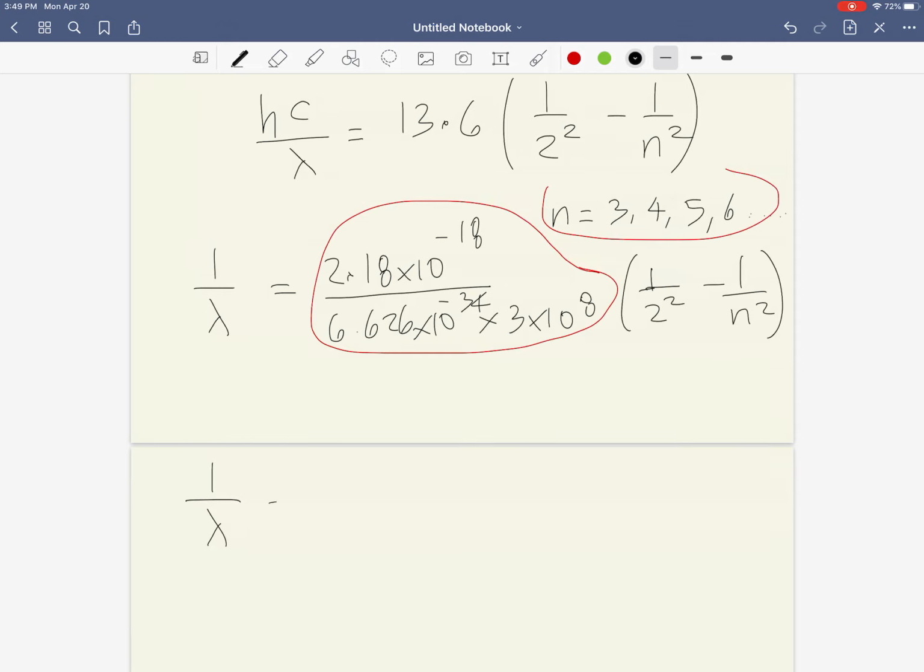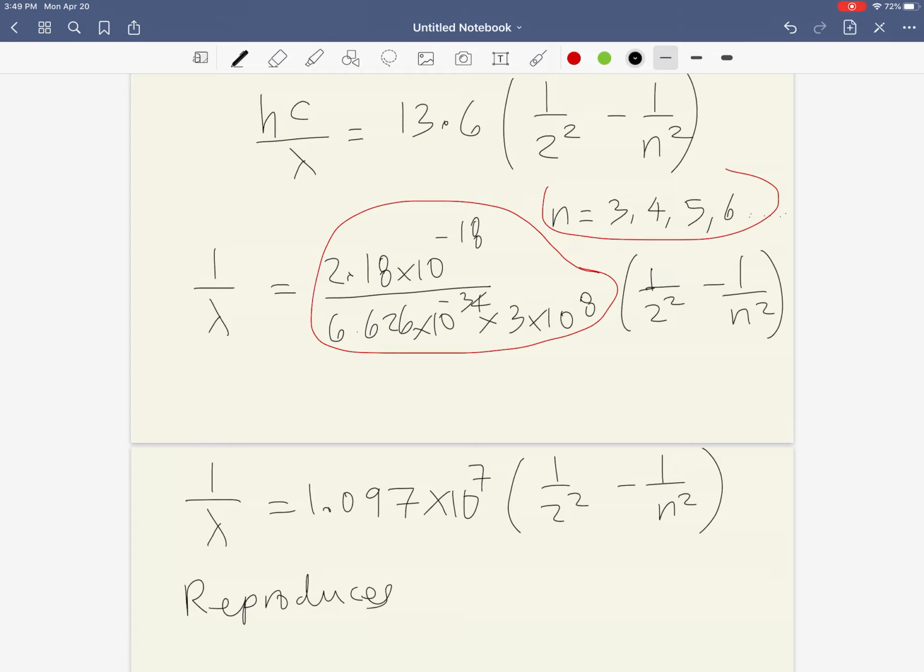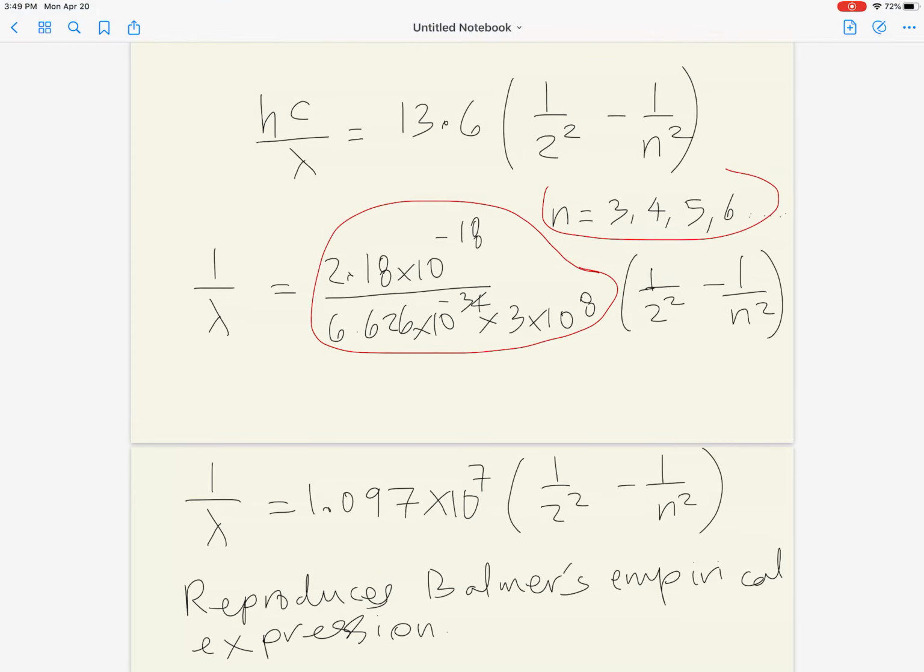So 1 over lambda is then in fact 1.097 times 10 to the positive 7th, times 1 over 2 squared minus 1 over n squared. Bingo! And this here just reproduces the experimental, empirical, mathematical relationship that Balmer found. So it reproduces Balmer's empirical expression. So this is a huge success for the Bohr model.